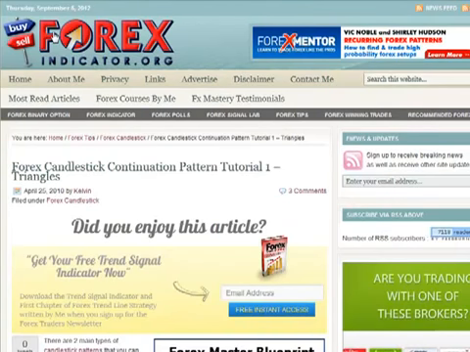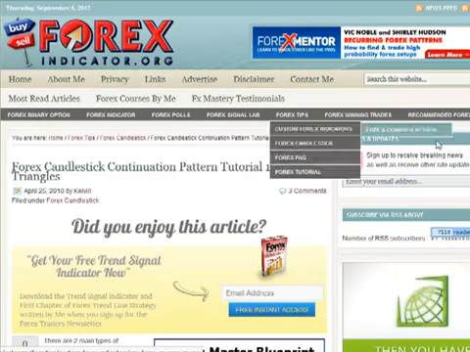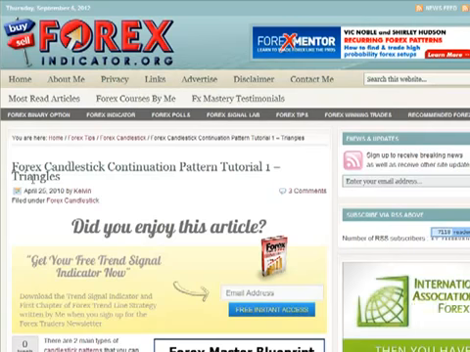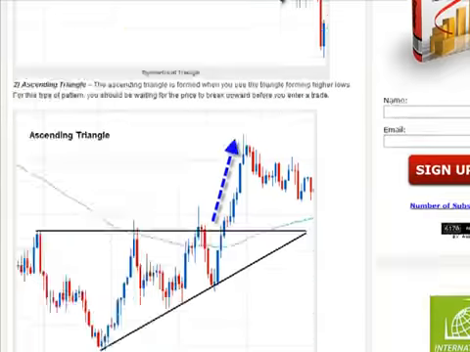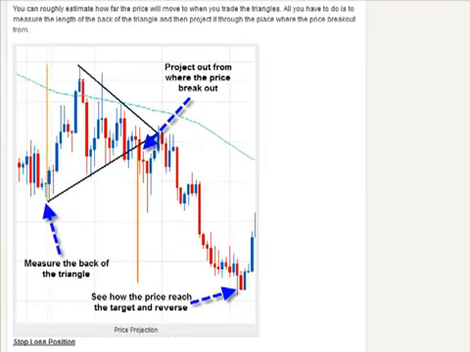Okay, this is basically my website, forexindicator.org, and one of the articles that I've written is actually talking about these triangle patterns. Okay, these are continuation patterns. So let's go straight to the symmetrical triangle. You can see this is a picture of a symmetrical triangle.